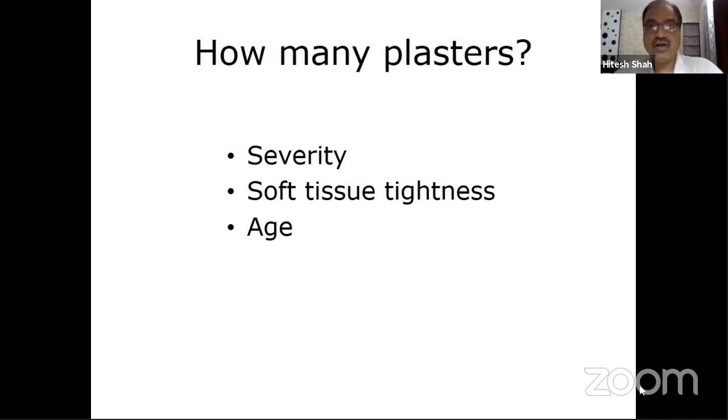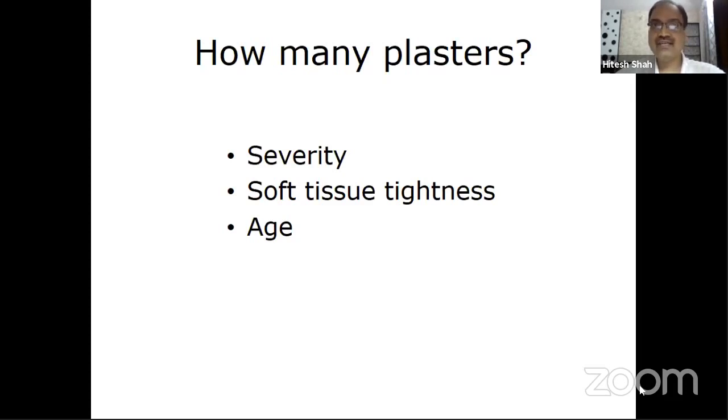It is important to find out how many plasters would be required, because the parents will be asking how many casts would be required to correct the deformity of the clubfoot. It depends on the age of the patient. The younger the age, the fewer the number of casts; the older the age, the more casts. Severity matters: if all deformities are severe, like in the hind foot and forefoot score where both are very severe, a Pirani score of 6 will require more casts compared to a Pirani score of 3.